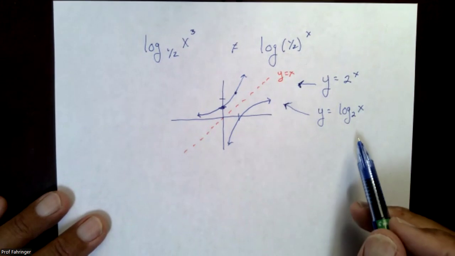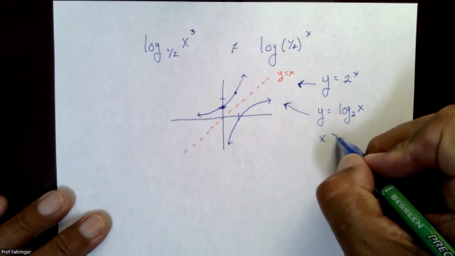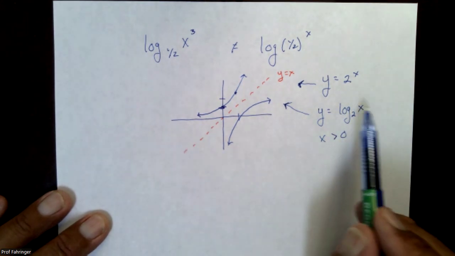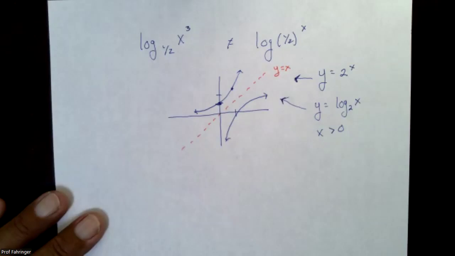And when we work with logs, we know that x has to be greater than 0 for my domain. I can't put negatives in here. Log base 2 of a negative number is not going to work.